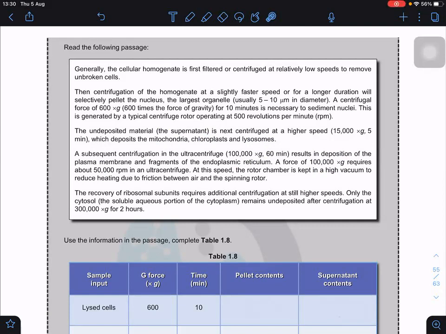In this ultracentrifuge, it is very important that we pump out the air when you rotate it, because the speed is so high that it will generate heat energy due to friction between the air and the spinning rotor, the machine that spins your tube. The recovery of the ribosomal subunit requires additional centrifugation at higher speeds. Then we will get the cytosol.